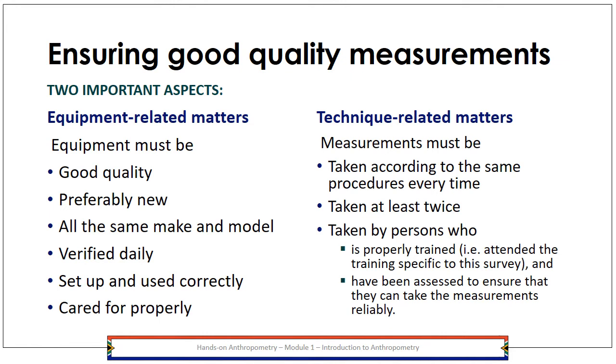The anthropometrists who will be taking the measurements will receive specific training in the exact procedures they should follow when taking measurements. After the training, they will also be assessed to make sure that they're able to take the measurements reliably. No one is allowed to do any anthropometric measurement if they have not completed this training and passed the assessment.